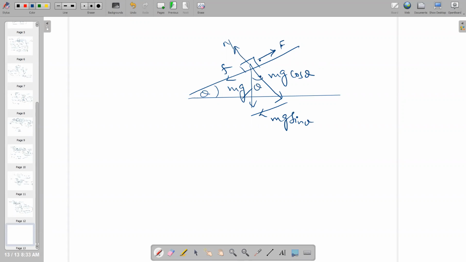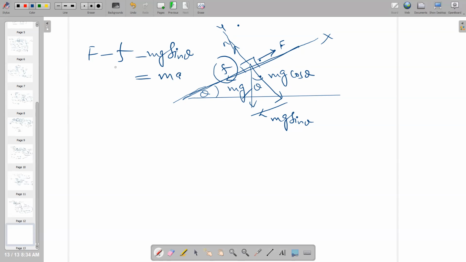Now all forces are clear. Now we want to write the equation. So one equation will be parallel to the plane. Parallel to plane means like this one. You can understand this is your x-axis and this is your y-axis. So F is upward, minus F, this F minus, this is also downward, minus mg sin theta is equal to net force ma.